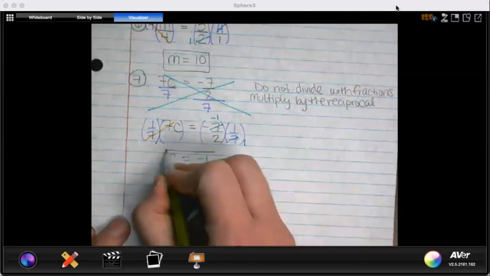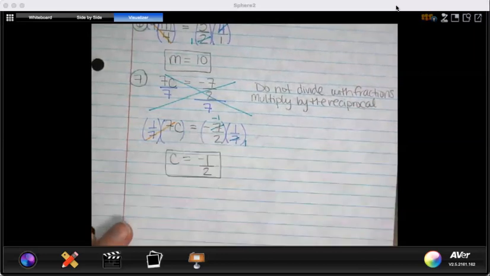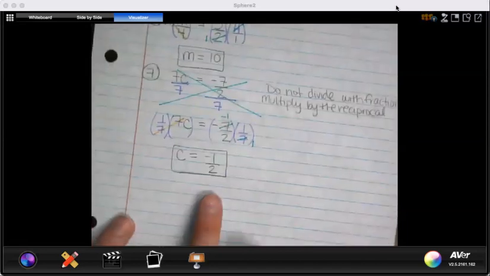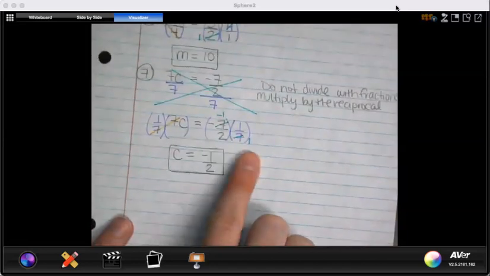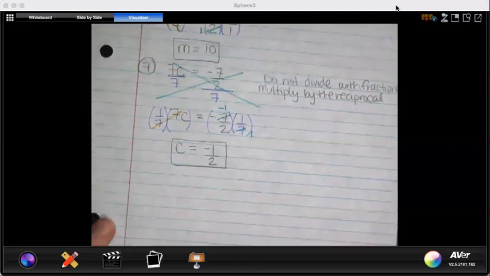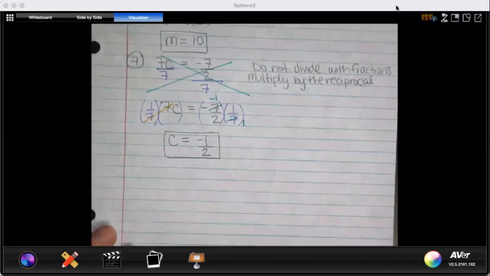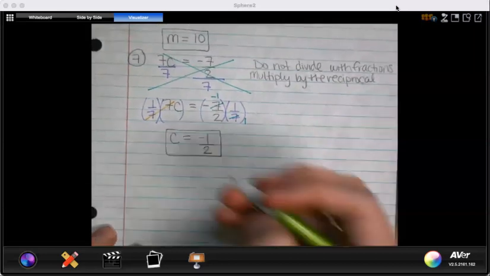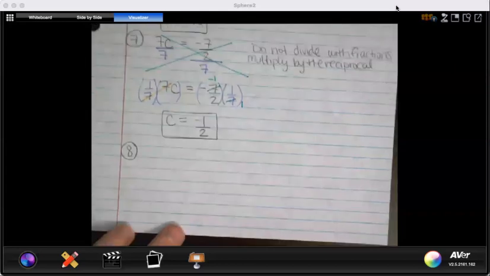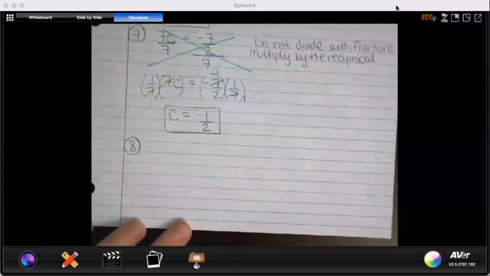So if you ever get a number other than 1, you do in fact need to write that. Everything so far has just been ones on the bottom. But in this case, we still had a number, 2 times 1. Therefore, my answer ends up remaining as -1/2. So again, the lesson learned here is that we do not divide with fractions. We always multiply by the reciprocal. I'm going to go ahead and let you try number 8 to see if you've learned your skill from number 7.